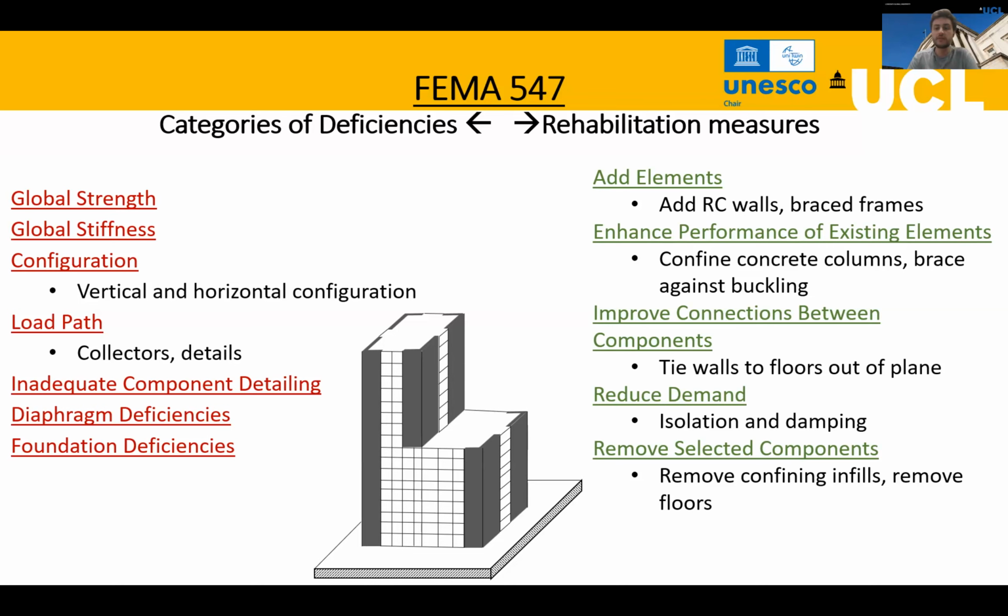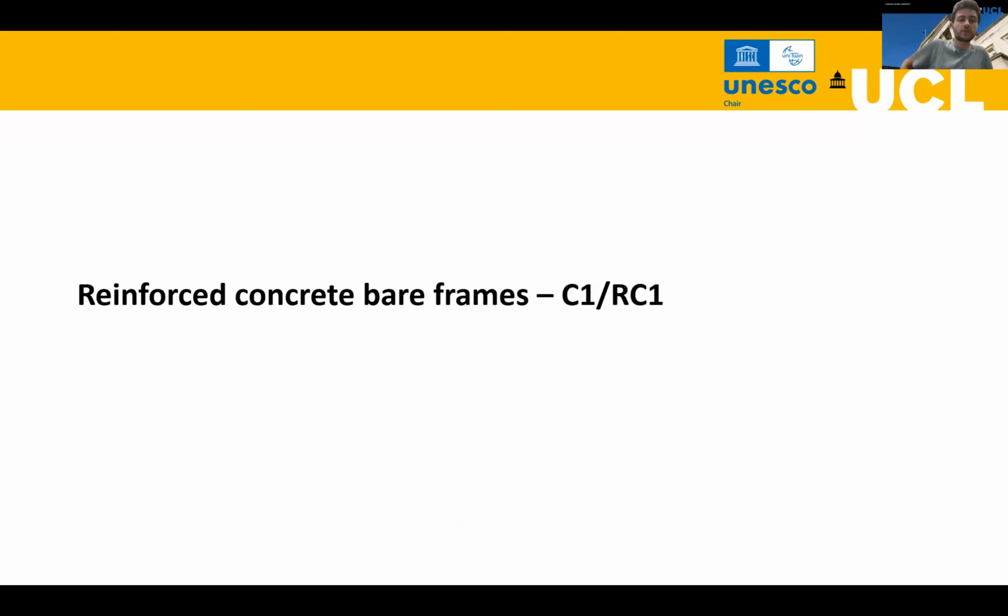You can also reduce the demand. If you isolate the base of the building, you will reduce the demand and the forces and the stresses that each one of the members will feel. And in that sense, you can improve also the behavior of the entire building. And finally, removing selected components. So for example, if you have an infill that is generating a short column shear failure, then if you remove that infill or if you isolate that infill at least, then you will have a better behavior. Also, you can remove some floors, for example, reduce the load of the floors, and with that you can also improve the behavior. So we're going to see this for each one of the different structural systems that we discussed yesterday.